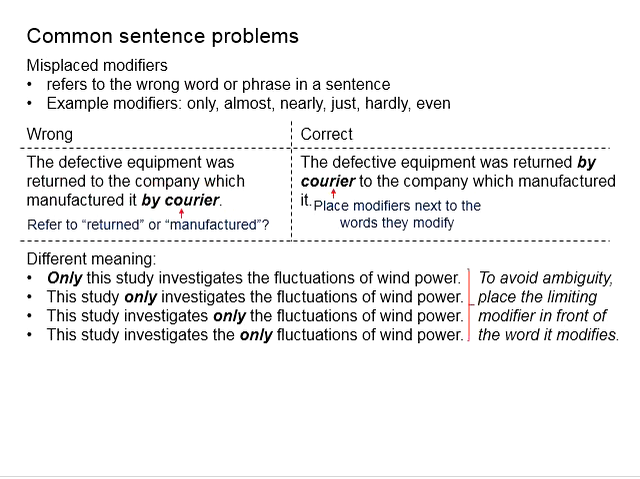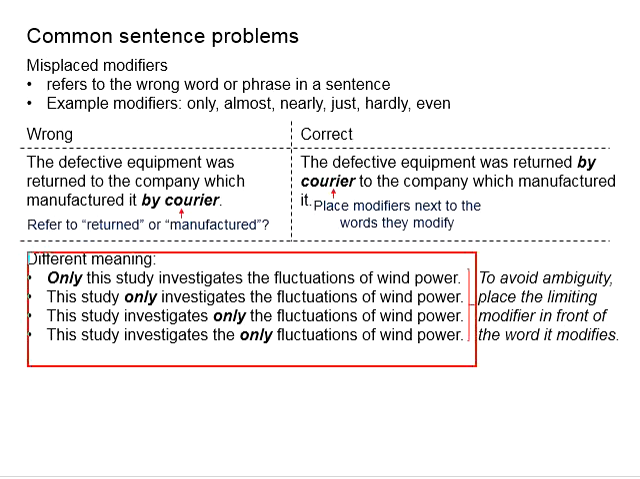And in this case, when you want to explain it is returned by courier, the term by courier shouldn't be here. It should be placed immediately after the word returned, so as not to confuse the reader into thinking it is manufactured by courier. With that, the correction will be: the defective equipment was returned by courier to the company which manufactured it. You will need to place the modifiers next to the word that they modify.